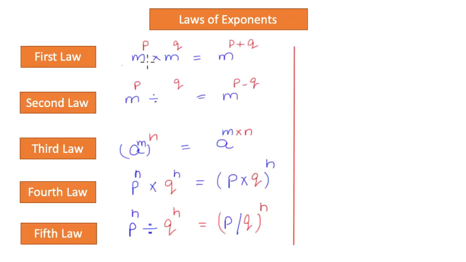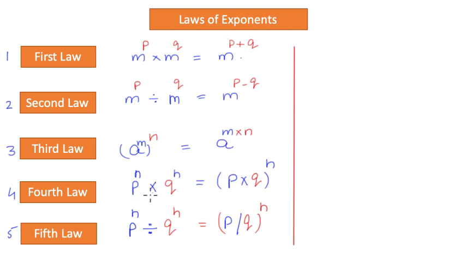Let us give a quick recap of all the 5 laws of exponents we have learned so far. The first is when you're multiplying two numbers that have the same base but different powers, their powers get added and the base remains the same. The second is when you're dividing two numbers that have the same base but different powers, their powers get subtracted. The third is when you have a number already in exponent form and there is a power to that exponent as well, then the powers get multiplied.